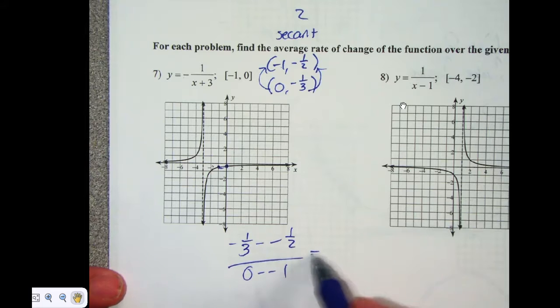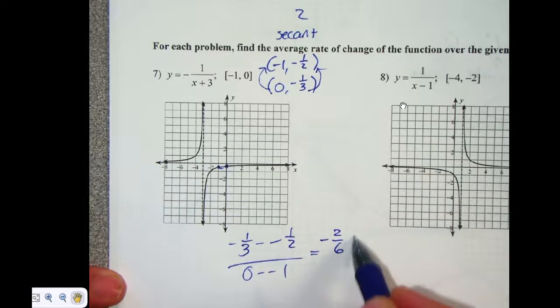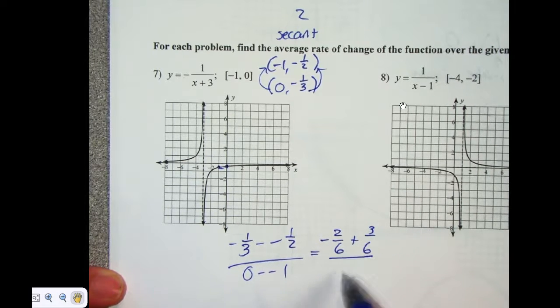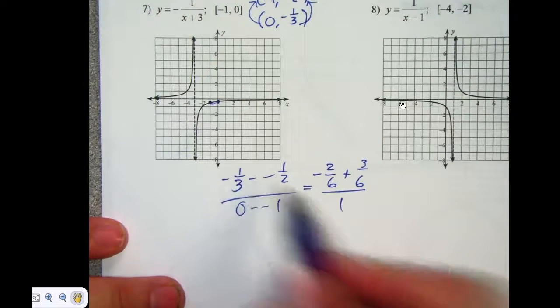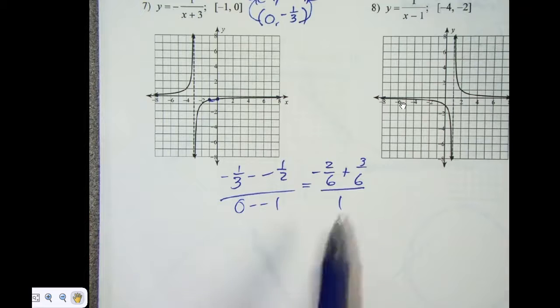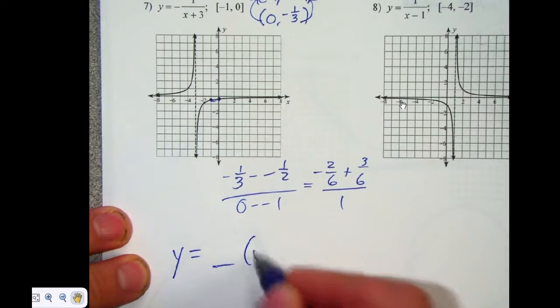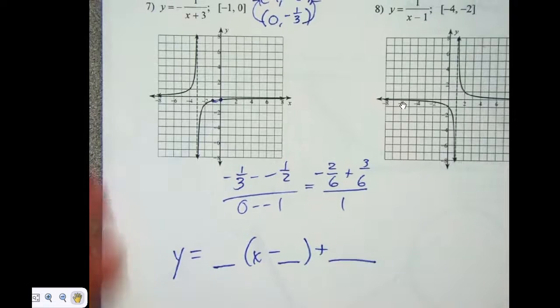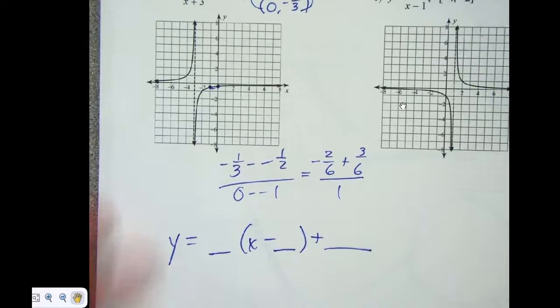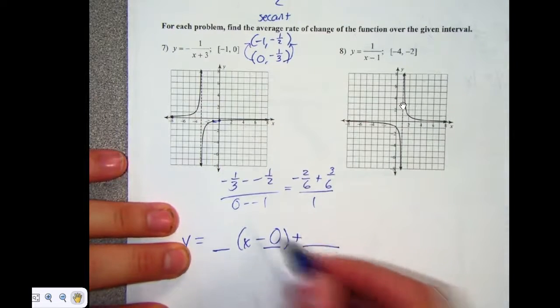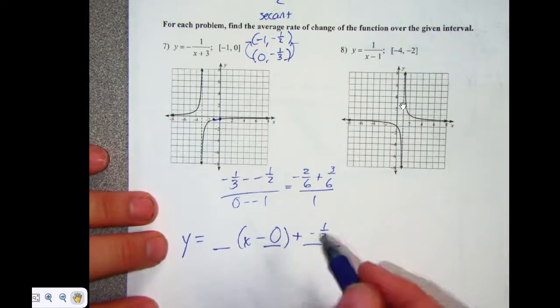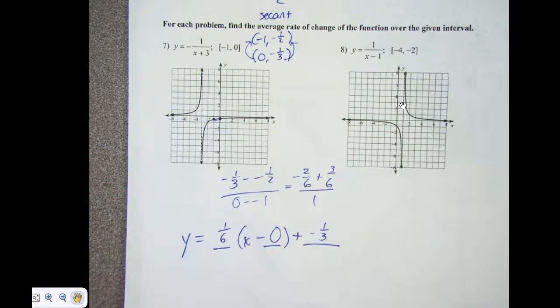Well, that's really like -2/6 plus 3/6 over 1, if I just get a common denominator and then turn the 2 negatives into a plus, you know? You with me? So then your slope is 1/6 over 1, or your slope is just going to be 1/6. And again, pick either point you want. I'm going to choose the one with the 0 in it, just because that makes my life easier. So I'm putting 0 there, -1/3 there, and my slope is 1/6.